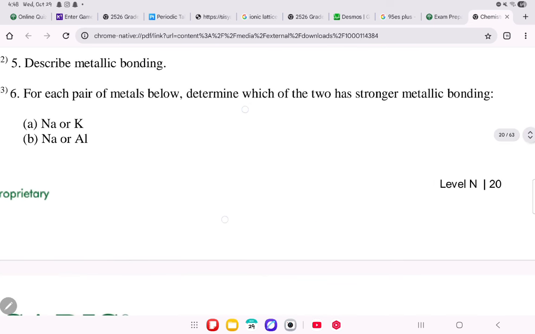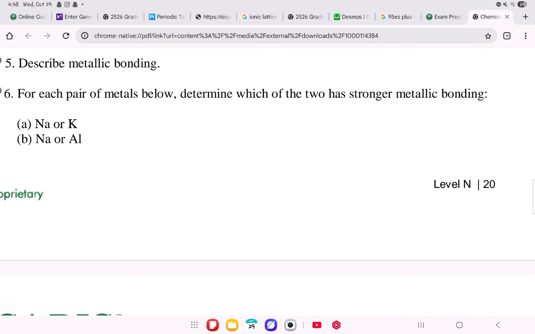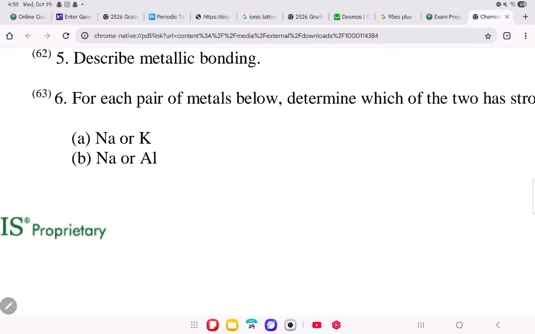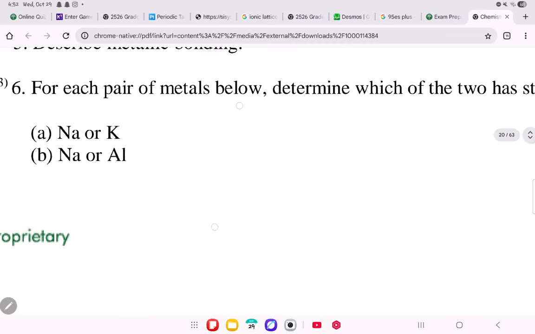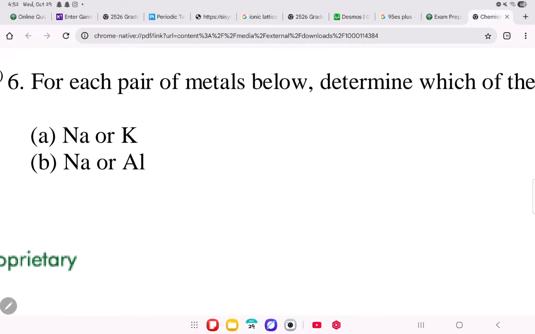We move on to question number 6. For each pair of metals below, determine which of the two has stronger metallic bonding. Now, usually when we are comparing between metals to see which one has a stronger metallic bonding, we need to see which one has the smaller radius. The smaller radius means it is the greater metallic bonding.